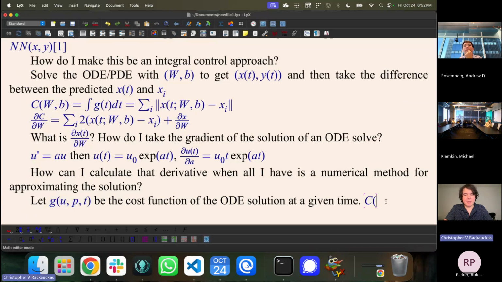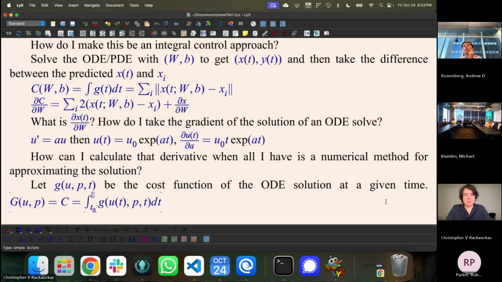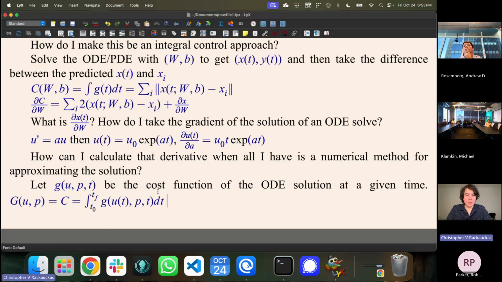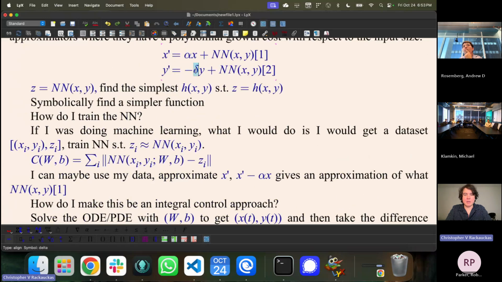So what I'm going to do is say my capital G(u,p). This is just a rewriting of c, right? This is just going to be the integral of g(u(t),p,t) dt, because again it's the ODE solution over time, from the initial point to the final point, right? So this is what I want to compute. What I want to do is take the derivative of this with respect to the parameters of my model, where p is the parameters, and it's this alpha, this gamma, but it's also the weights of the neural network, right?